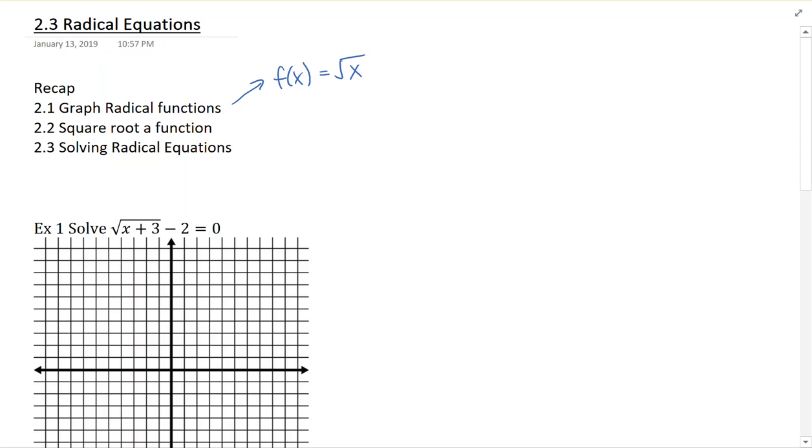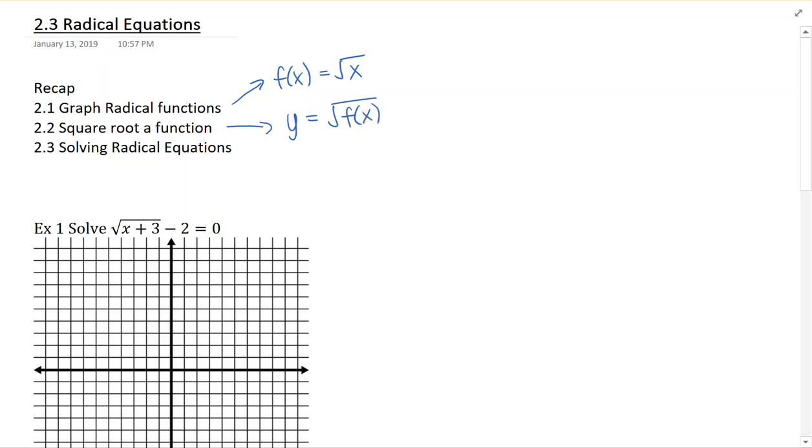Then we moved on to 2.2, which was square root of a function. So now we have y equals the square root, and that function is under the square root. In 2.2, typically we will graph the function first, and then we just square root all the values. Now in 2.3, we're solving radical equations, okay?